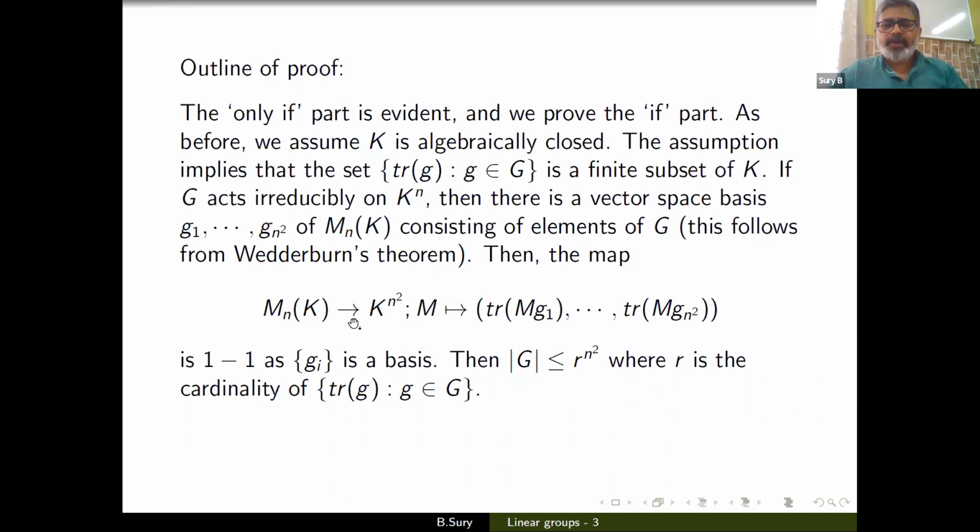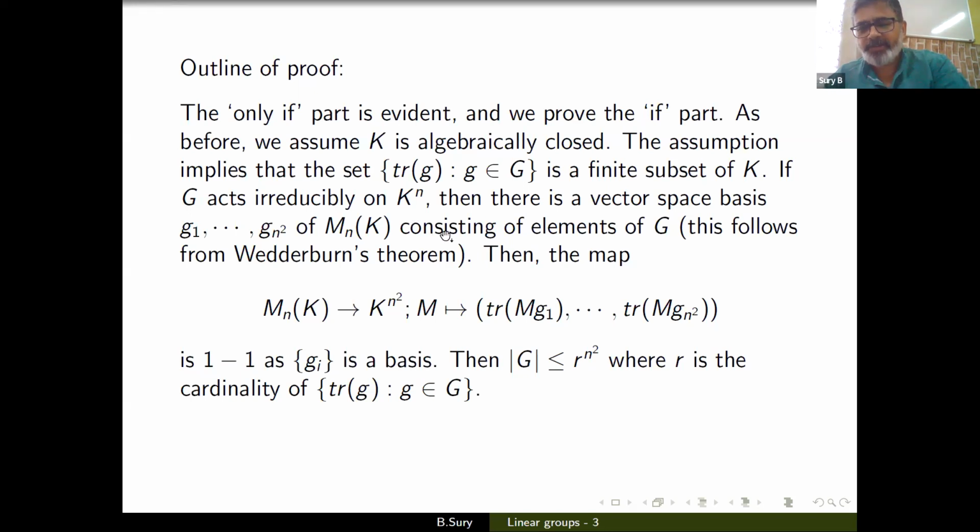Then consider the map from M n K to K power n square, which is given by the trace. Just like previously we had taken g going to trace g1, similarly from the whole of M n K I am taking this time. Earlier I was taking from G. So M goes to trace M g1, etc. This is an n square tuple. Once again, this being a basis, this is one-to-one. So how many choices? You have some R choices for each entry, then for an n square tuple it is R power n square. So we got this provided the action is irreducible.